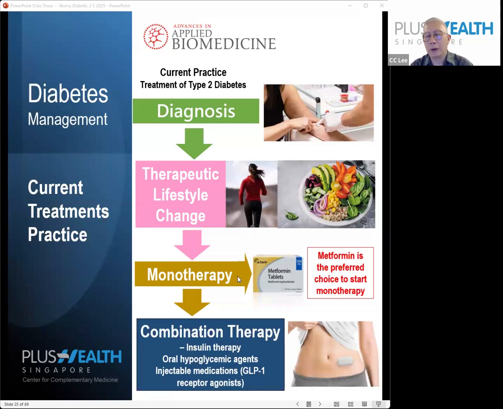All right. Now, as the condition progresses and gets worse, then the monotherapy will not be effective enough. Then as you go to the progressive and later stage of diabetes, combination therapy is very often part of the treatment protocol. And what is combination therapy? Basically, it is an oral hypoglycemic agent and injectable medication plus insulin therapy. Your body will need to be injected with insulin itself. This is at the later stage of diabetic condition.